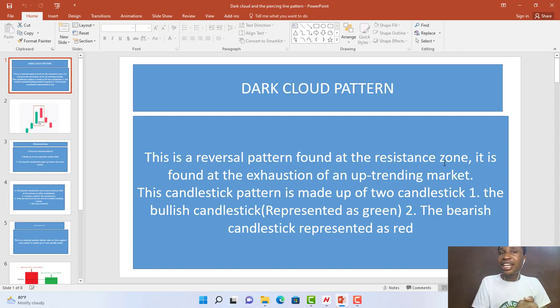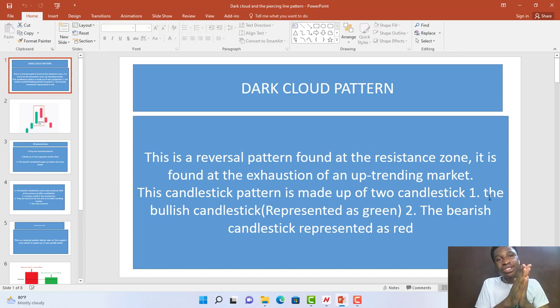This type of pattern is a killer pattern. This is a reversal pattern found at the resistance zone. It's found at the exhaustion of an uptrending market. The candlestick pattern is made up of two candlesticks, the bullish candlestick represented as green and the bearish candlestick represented as red. It's made up of two candlesticks.